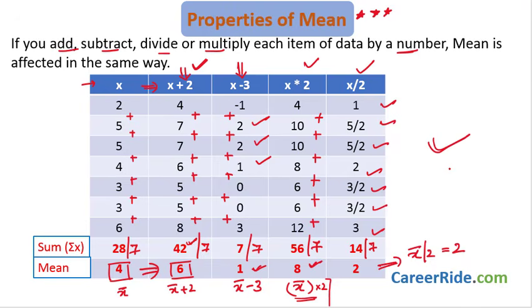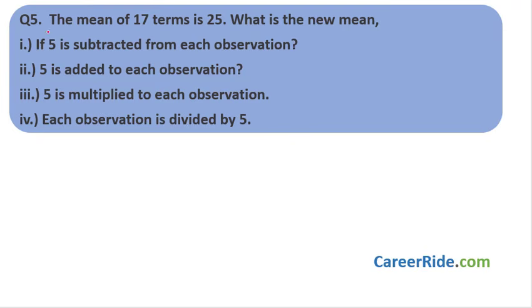Since I did not want you to remember anything here, I demonstrated the whole thing in front of you. And now let us see how the question gets formed on this. The question will be something like, the mean of 17 terms is 25. What is the new mean if 5 is subtracted from each observation? Now just imagine if you were not aware of these properties of mean. You would keep wondering how to solve this kind of question, or you may take too long.